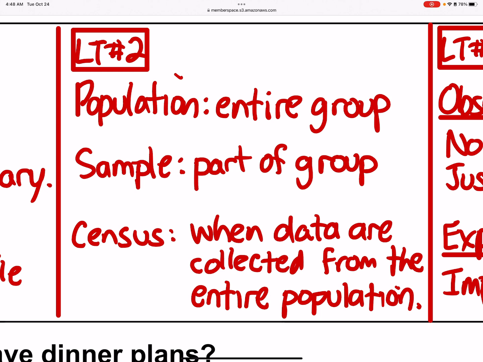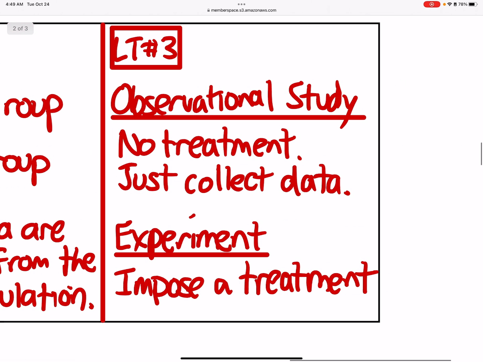A census is not good for large groups of data because it's time consuming, it's expensive, it's very difficult. But if I wanted to know what type of cookies my class in 5th period liked or something, then I only have 31 students, so it's a small amount of data as far as a census goes, and it would be very easy to ask every single person. So a census is only good for smaller groups of data, not large, because it's difficult and expensive and impractical. Our learning target 3 is an observational study versus an experiment.